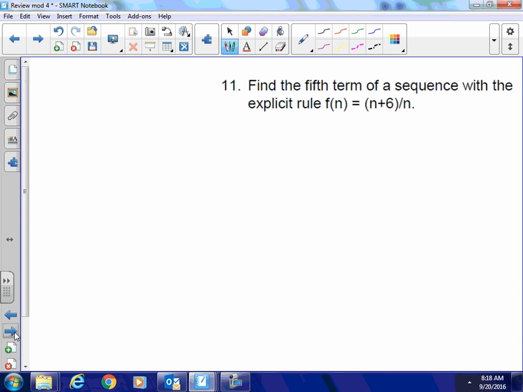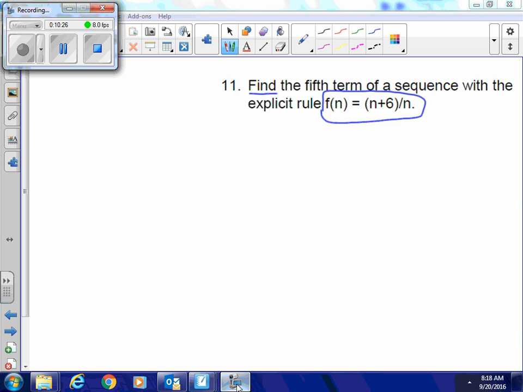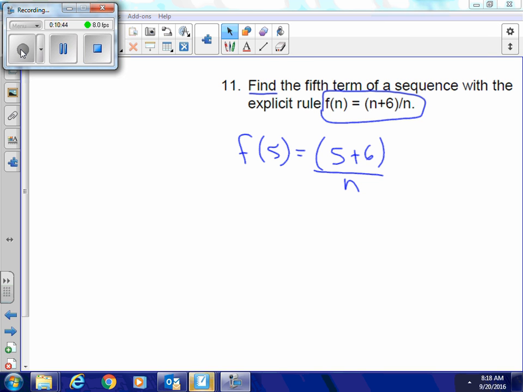Number 11, the fifth term of the sequence with the explicit rule. And here's our explicit rule. We're supposed to find the fifth term. Explicit rules are the easy one. They want us to find f of 5. That means for n, we will plug in a 5. 5 plus 6. And I'm going to put this n in a horizontal denominator. Oops, but I can plug in for that n. What did we say n was? We're looking for the fifth term. N is 5. So we've got 11 over 5. And it's that simple.